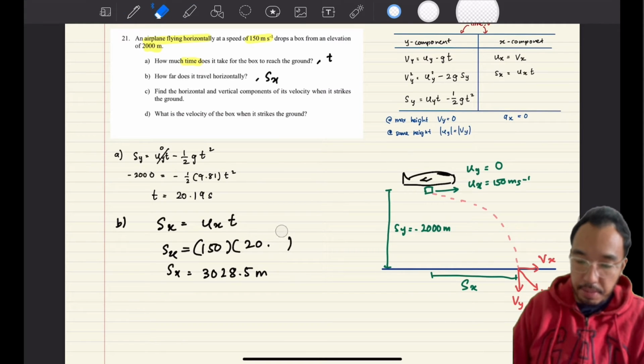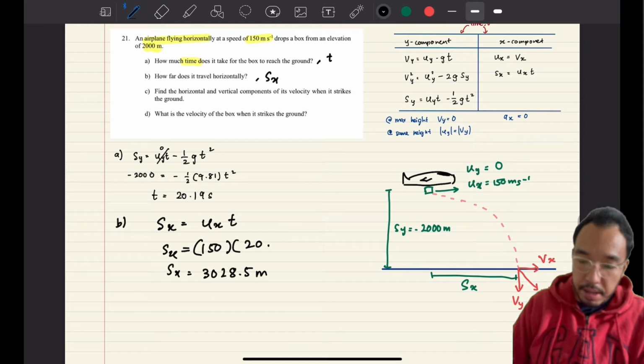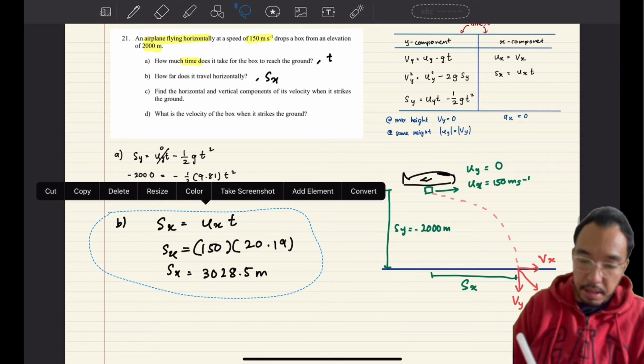Just want to write this one properly. 20.19. Okay. Again, I make this one a little bit smaller.